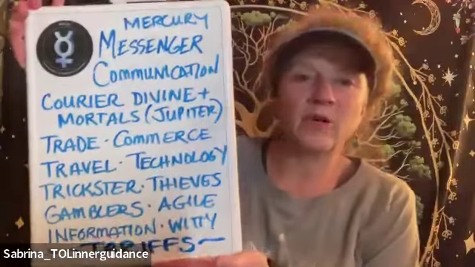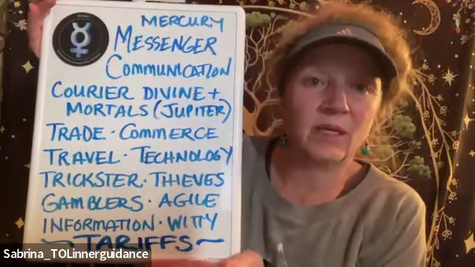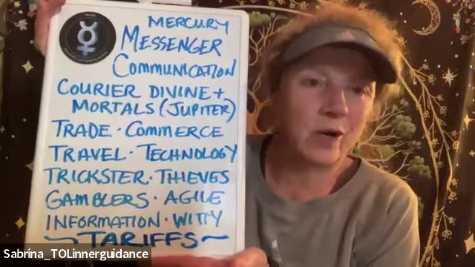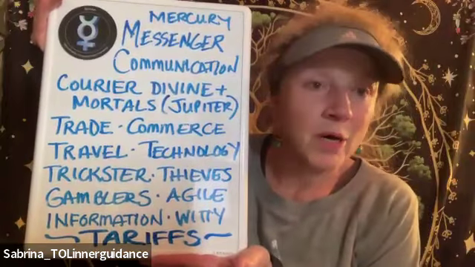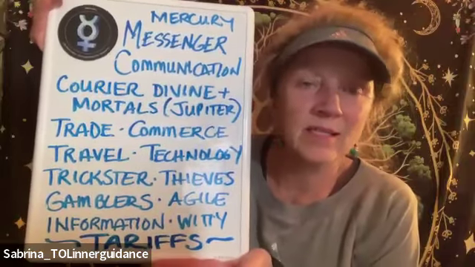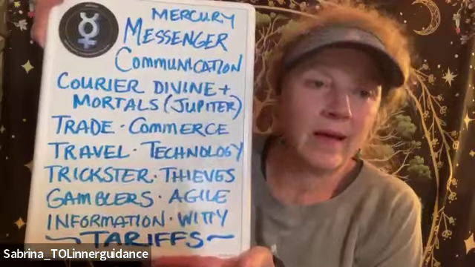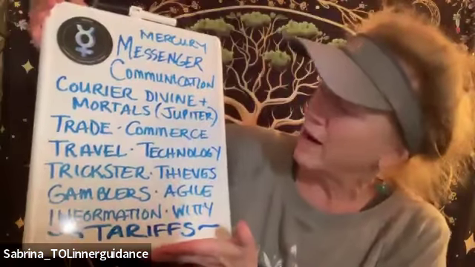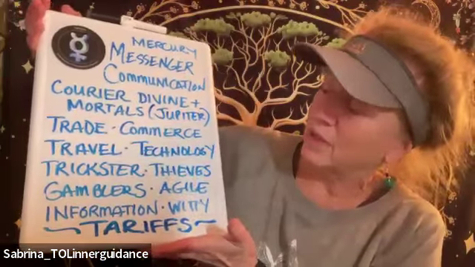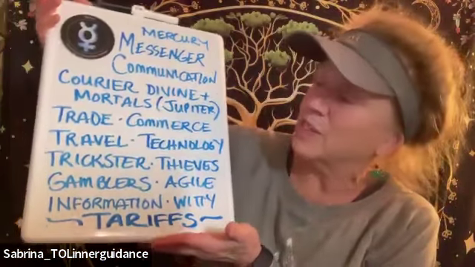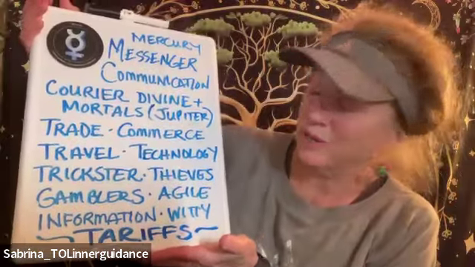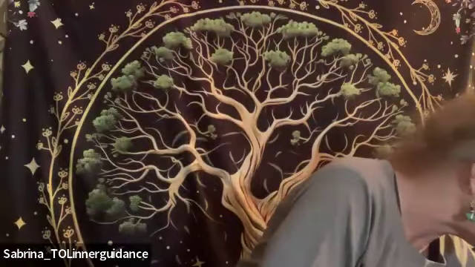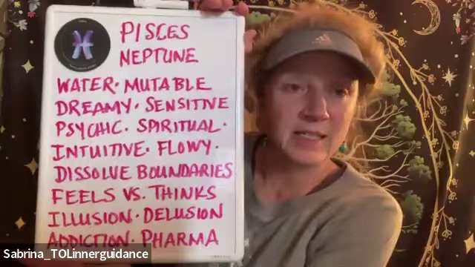These are your areas that could be affected: the communication areas, any sort of couriers, post office, UPS, FedEx, Amazon, okay? Trade, commerce, travel. Know that there could be some curveballs because Mercury rules the tricksters, thieves, gamblers. Mercury is very witty, very agile. Gemini, all of those things. Okay. Know that this Mercury is going to be all these things.